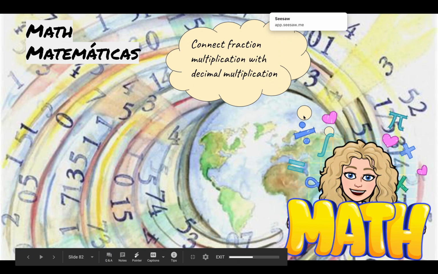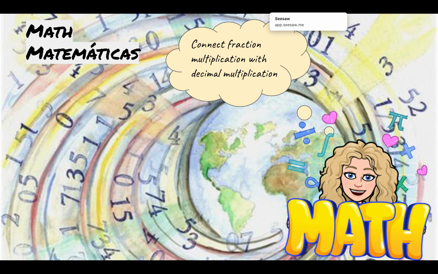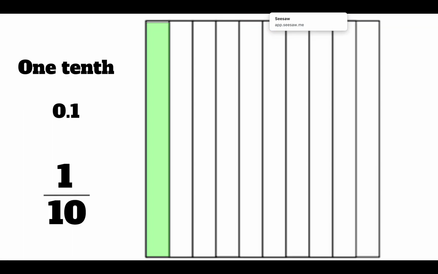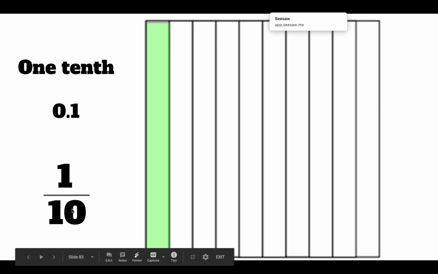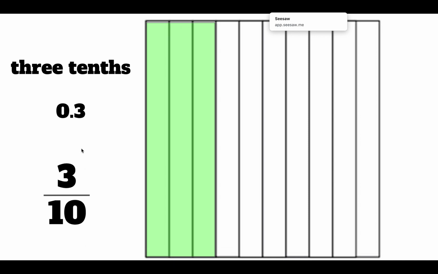Everyone, hello. Today we are going to connect fraction multiplication with decimal multiplication. So as we've learned with fractions and decimals, this green bar is 1/10 because it's one of 10 pieces. I can write it as a decimal or as a fraction. Either way, it says 1/10.